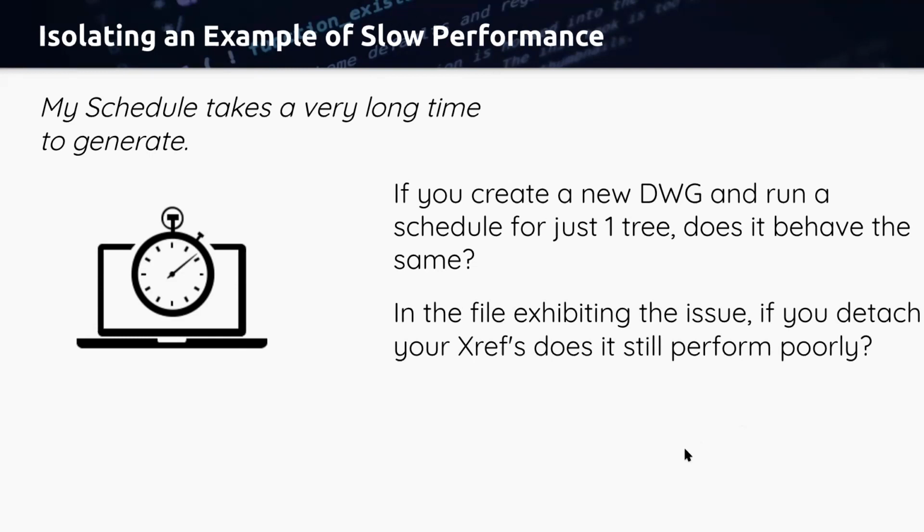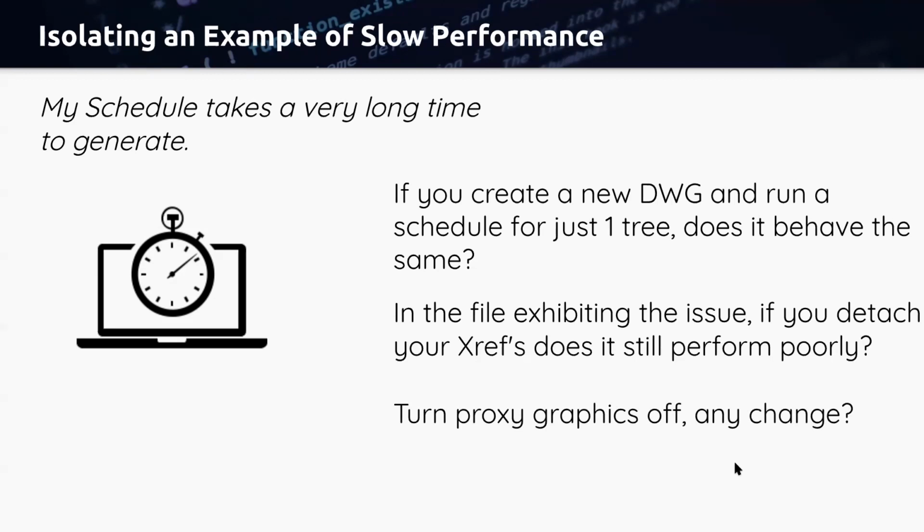Anything you can do to reduce the number of variables. When you're trying to diagnose an issue, having 20 possible causes is a lot more frustrating to track down than having 3. Turn proxy graphics off. Proxy graphics are objects that your CAD doesn't have the object enabler for to display properly. So turn them off, get them out of memory, and see if you still have the performance issues.